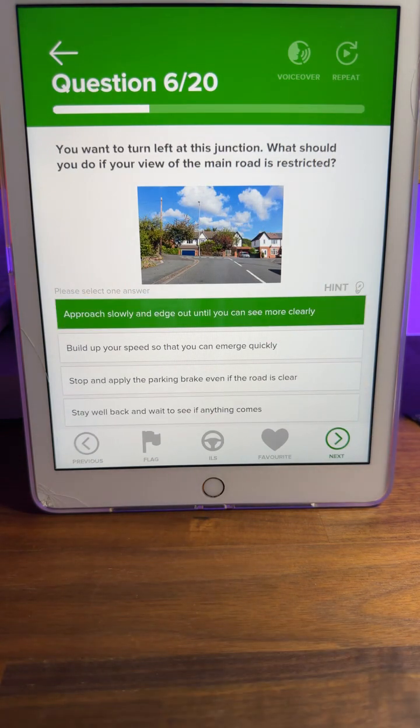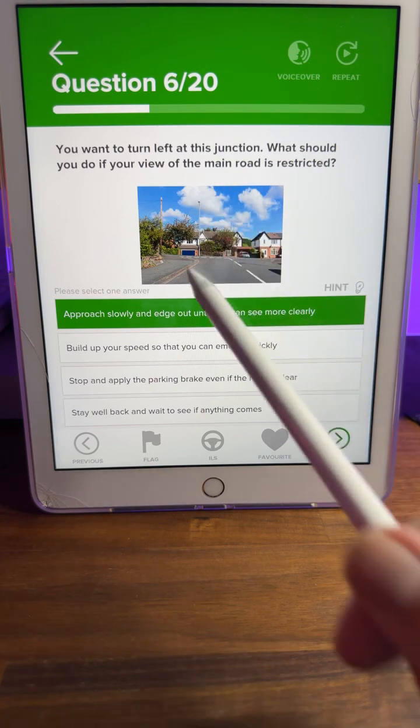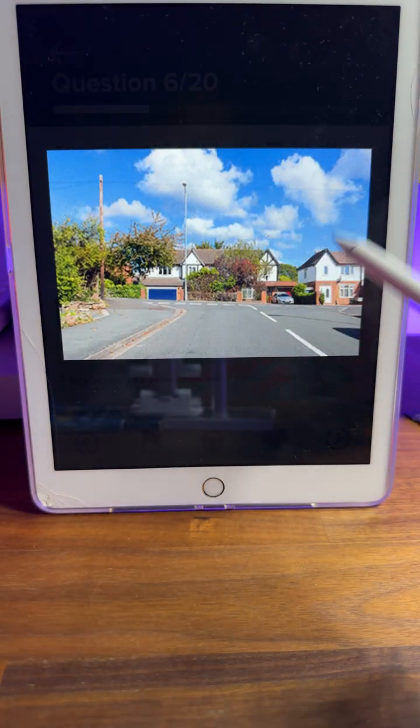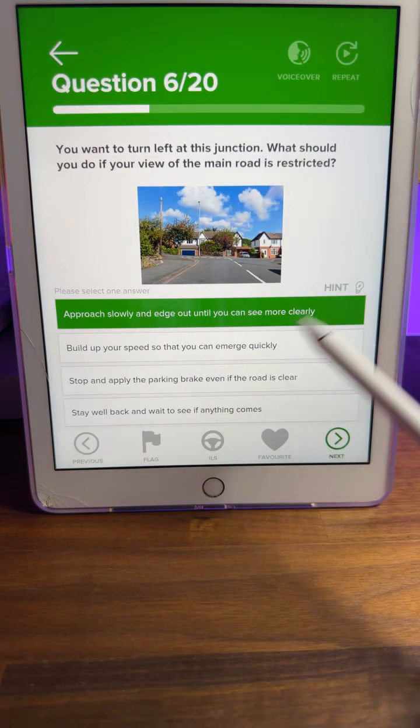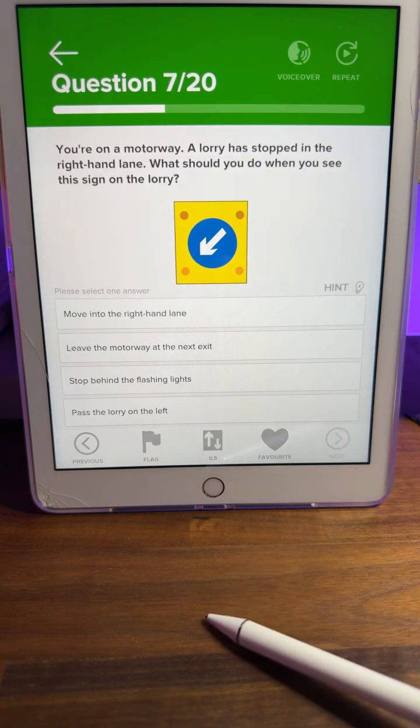Edge out slowly. So we know A is the correct answer, guys, yeah? A is the correct answer. Gracie just said C with a question mark. No, you don't need to, because look, let's look at it. You want to turn left at this junction. We know there's nothing blocking your visibility right now up until we get right up to it, okay? So A is the correct answer. Approach slowly and edge out until you can see more clearly.